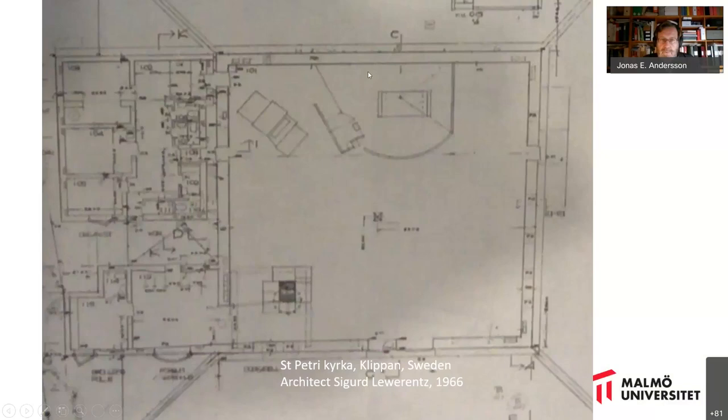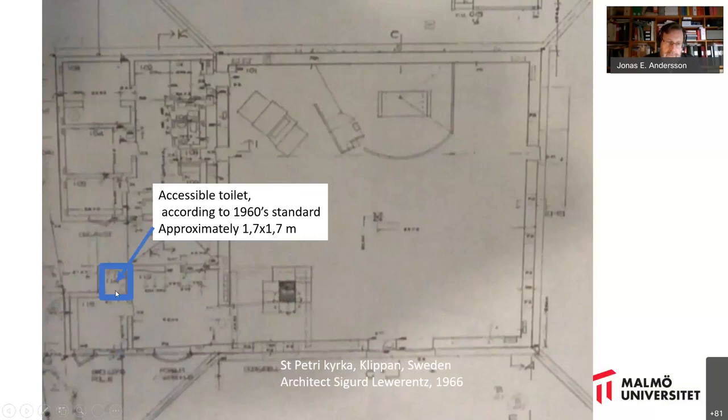And you can also see here in the corner an early example of an accessible toilet, which is something that has developed over the years. In 1966 it was about 1.7 by 1.7 meters, but today the size is quite larger. It's 2.2 by 2.2 in order to be classified as an accessible toilet in Sweden, and I think that's the same size for most Nordic countries.